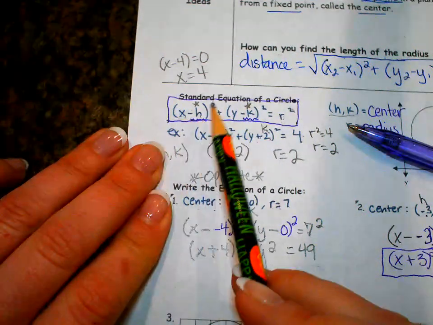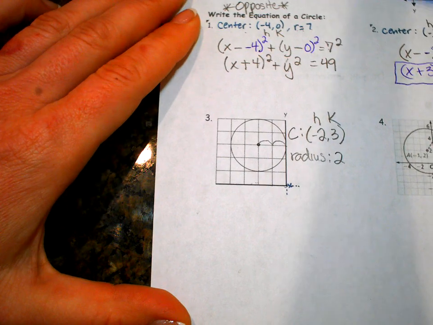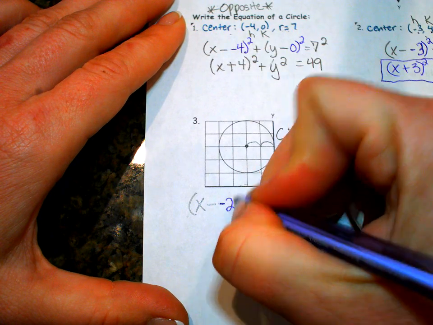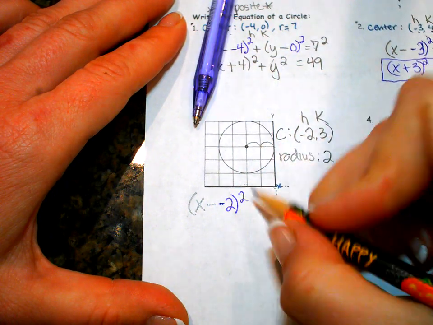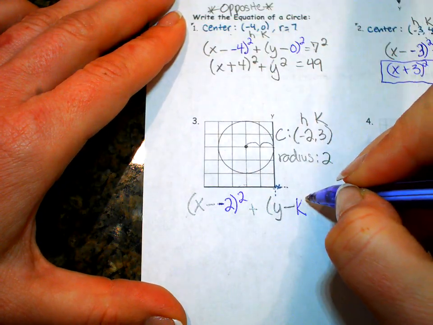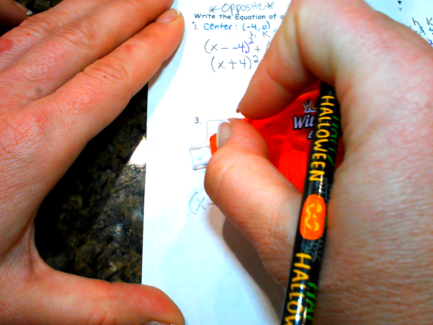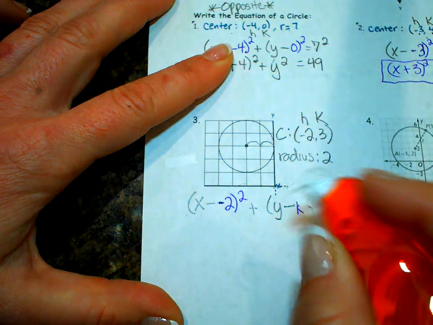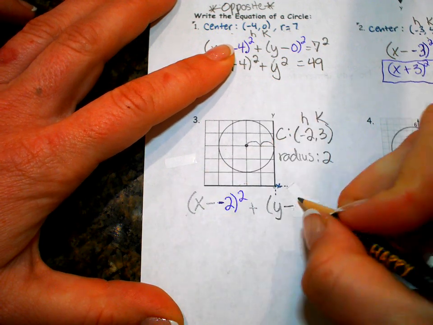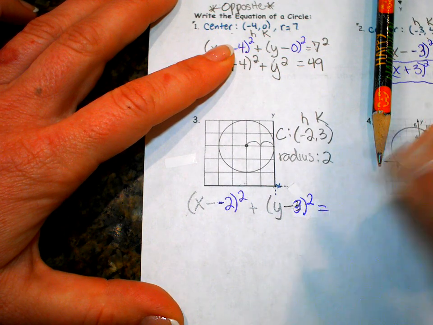(x − h)² + (y − k)² = r². So (x − h)² plus (y − k). Sometimes your brain writes exactly what your hand writes exactly what your brain says. All right, here we go. (y − 3)² equals radius squared.